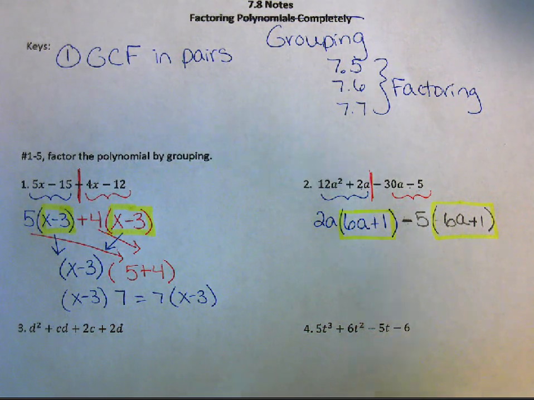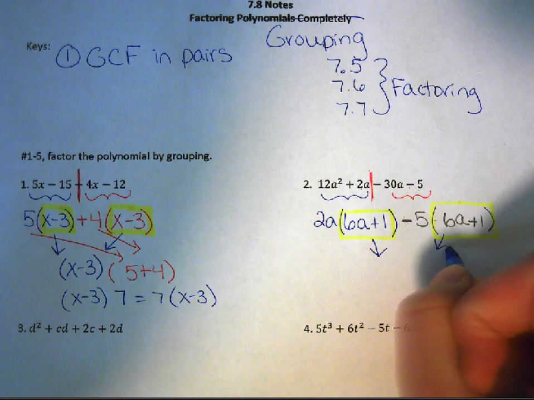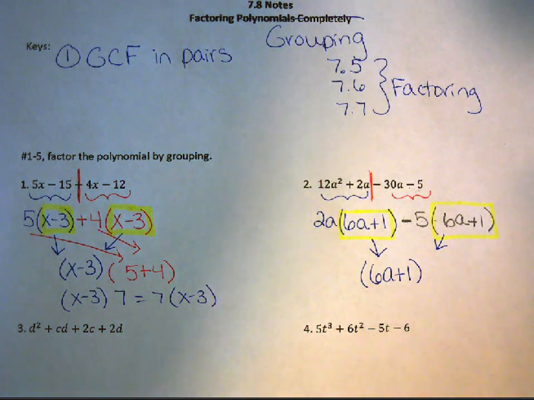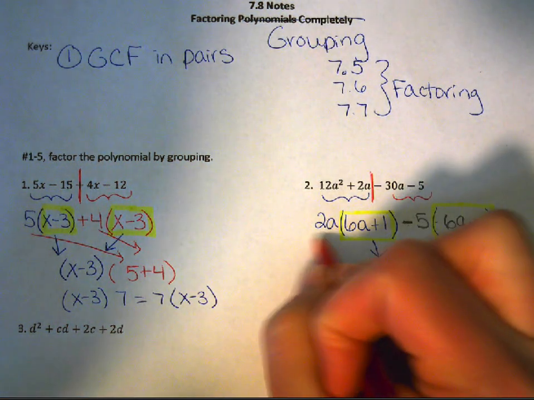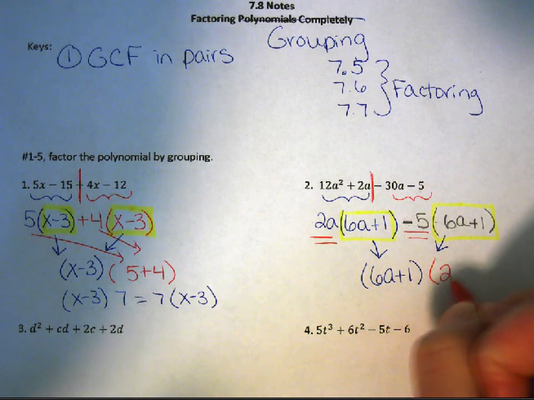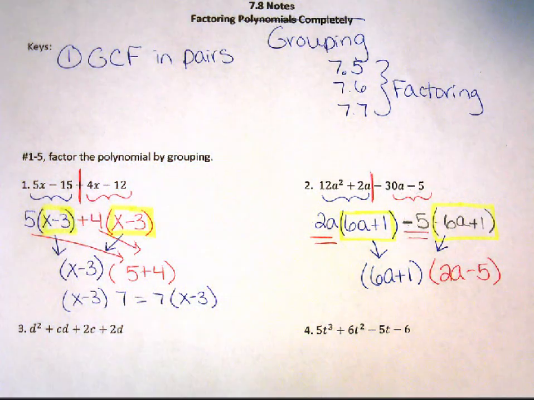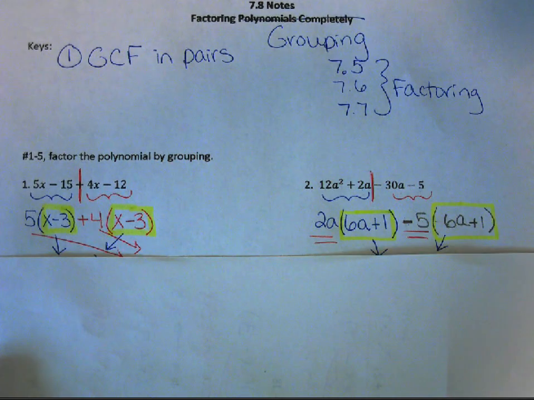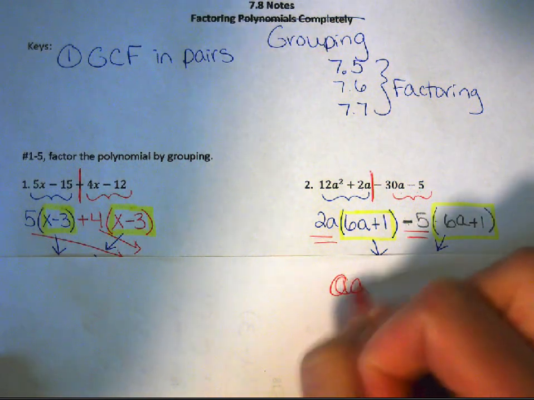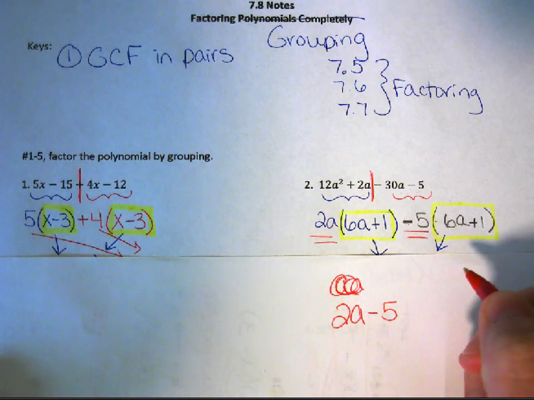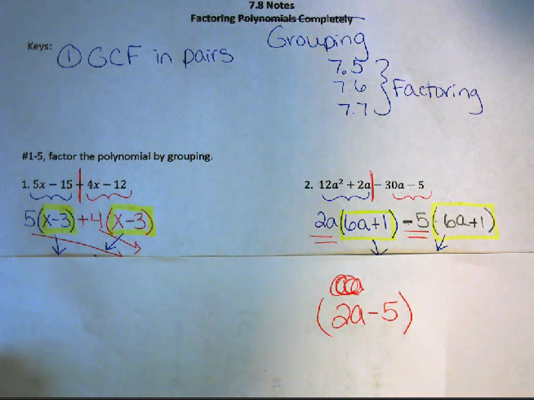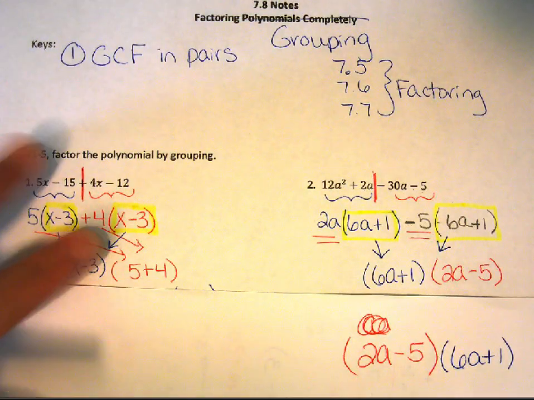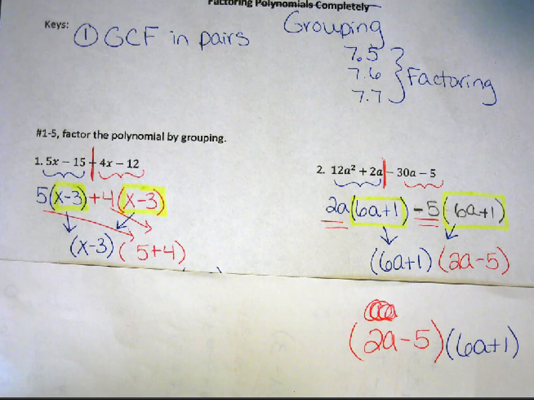You're grouping them together. Now because my parentheses are the same, I can go ahead and put those down: 6a plus 1. And then I put what I'm left with, so I'm left with 2a and then the minus 5. Now, if you want to switch the order, if you want to put what you're left with first, 2a minus 5, and then the parenthesis piece, that is the exact same answer. You see how the order is switched. Remember, that's the commutative property.